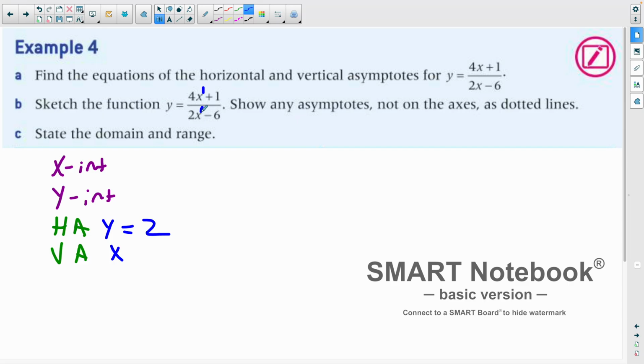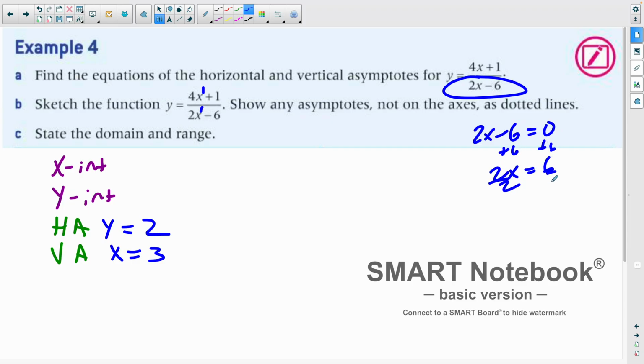The vertical asymptote is x equals 3. The vertical asymptote is when the denominator is 0. So 2x minus 6 equals 0. Some of us can look at that and just tell me it's 3. That's fine. If not, move the 6, then divide by 2, and I get x equals 3.